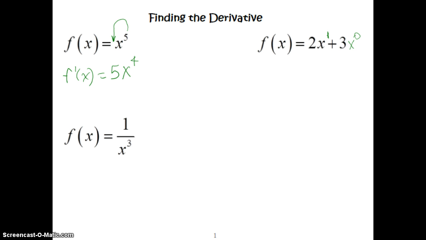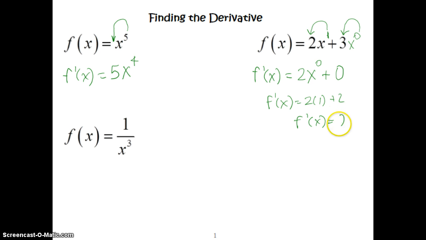So if we want to take the derivative here, we say f prime of x equals, we bring the 1 down and multiply it by 2, so 2x, then 1 minus 1 is going to be 0, plus, then we take this 0 down and multiply it by 3, 0 times 3 is 0. So now, to simplify this, we get f prime of x is equal to 2x to the 0, and x to the 0, remember, is 1, so 2 times 1 plus 0, so f prime of x here is just 2.